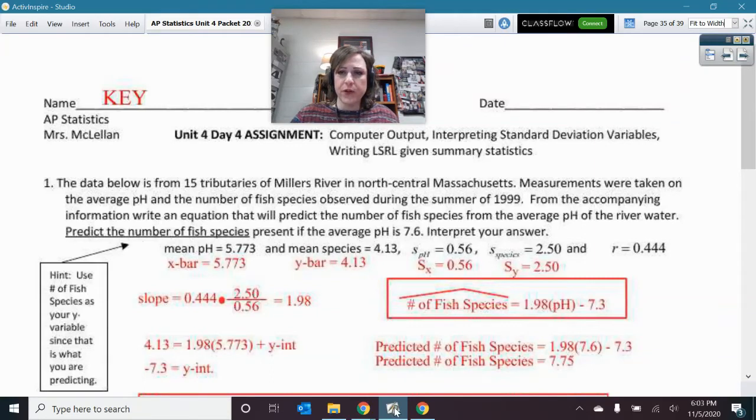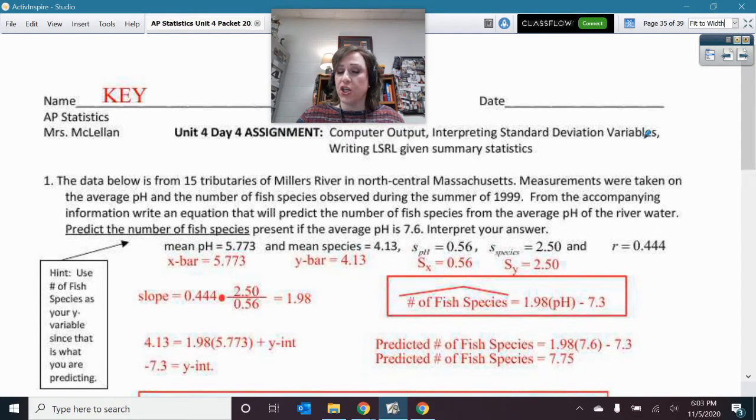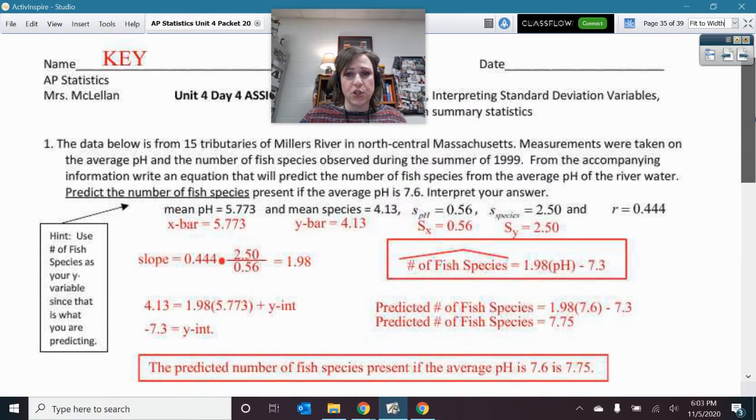All right, let's go over our assignment on the computer printouts and interpreting the standard deviation of slope residuals, and then writing that least squares regression line given those summary statistics instead of individual pieces of data. Okay, so here we have our first problem. One of the first things you have to do in a problem such as this is identify which is the variable that is the x and which is the variable that is the y.